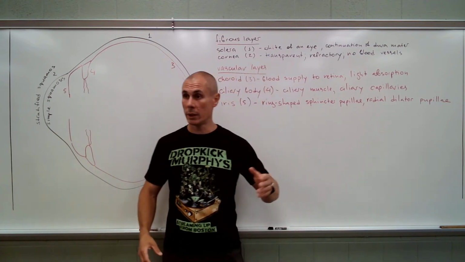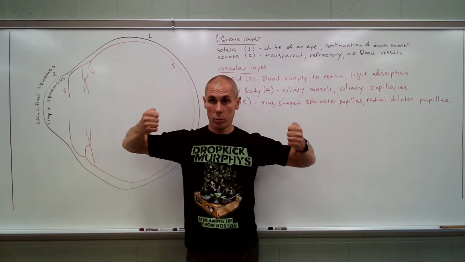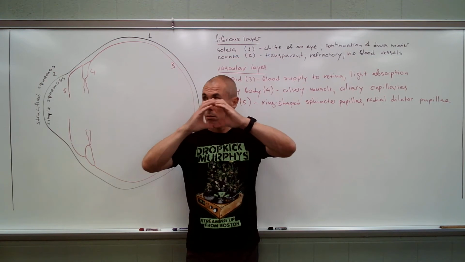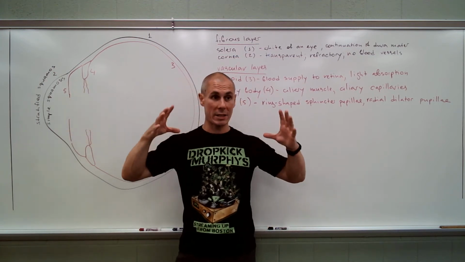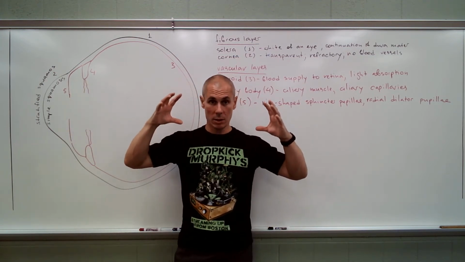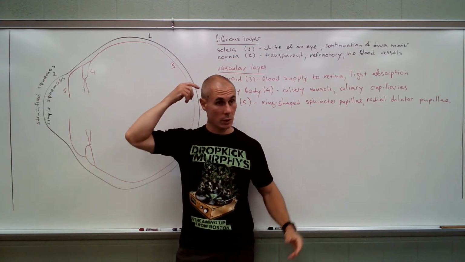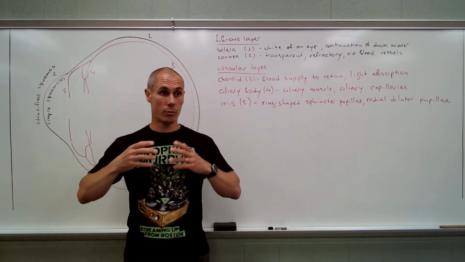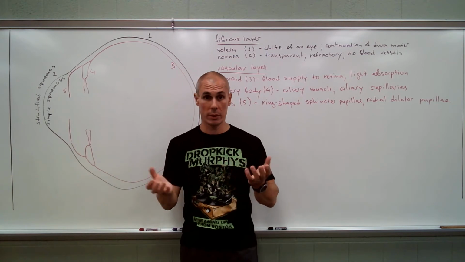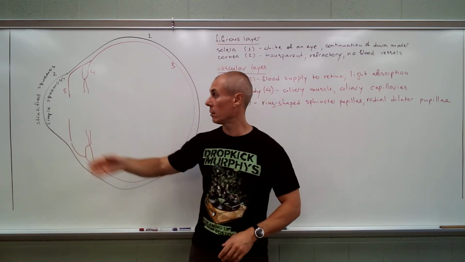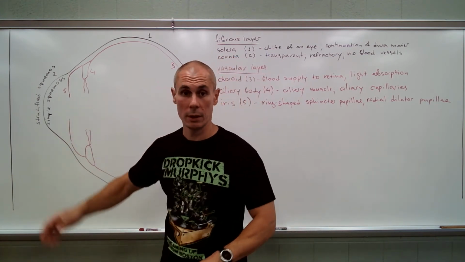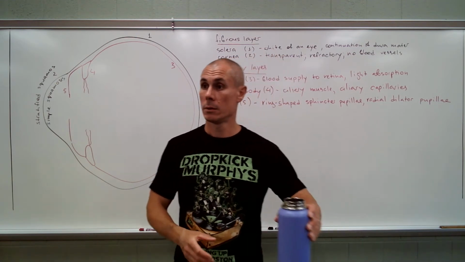Dilator pupillae, when it contracts, it pulls up the edges of the pupil, expanding it, and when it relaxes, the pupil goes back. So these 2 muscles allow you to regulate the size of the pupil and therefore the amount of light that reaches the inner part of an eye. So far, so good.